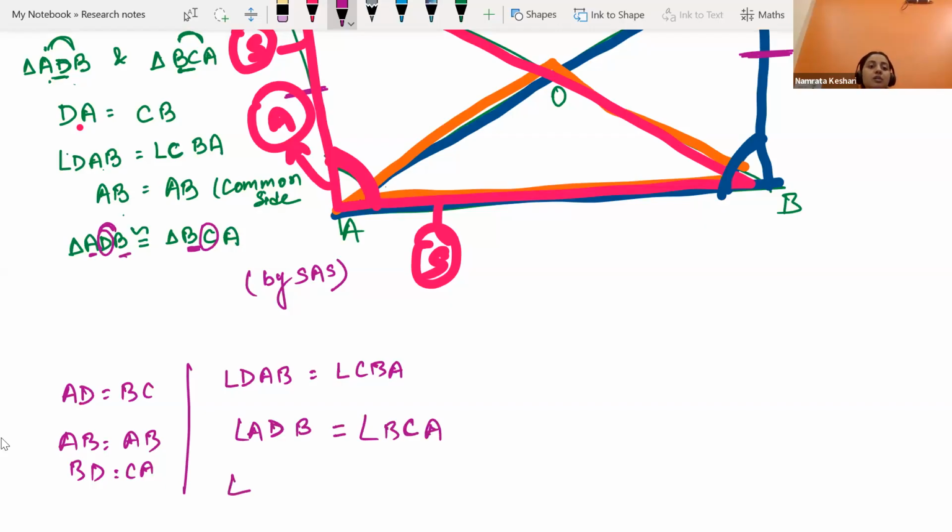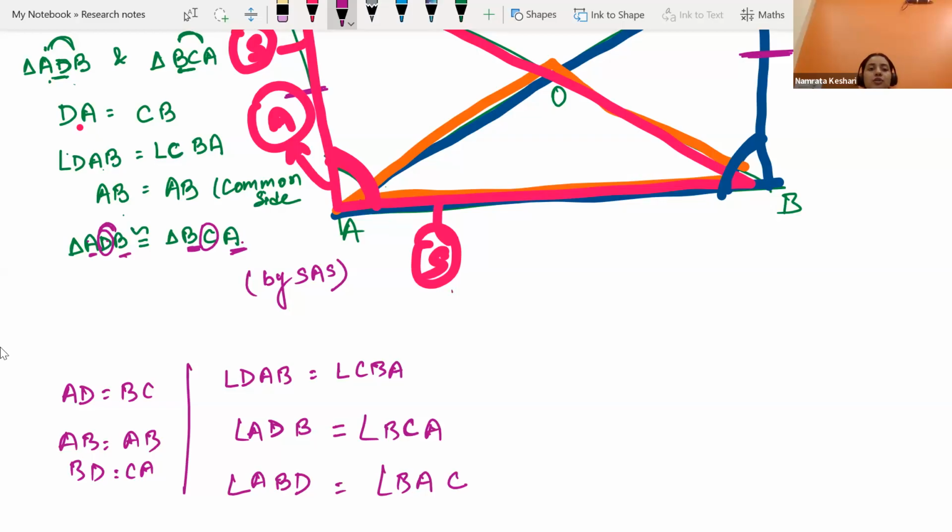Angle B from here is equal to angle A from here. So B in the middle, and A and D can be here and there. Angle A from there: so A in the middle, and B and C can be here and there. These all by CPCT we can write. Now we need to check which one is going to help us to show that AOB is an isosceles triangle.